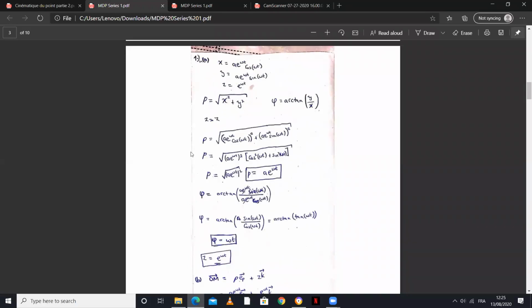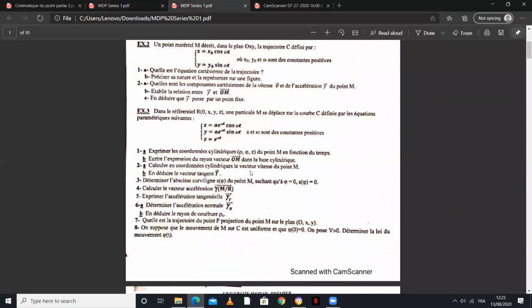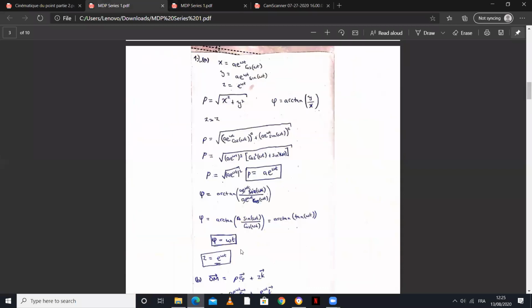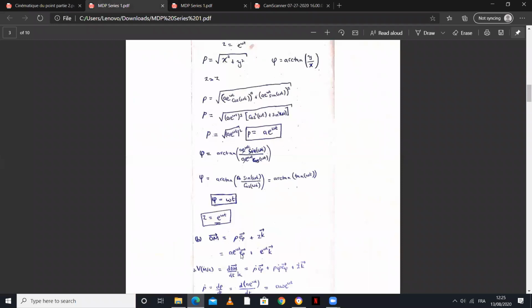Then the next question, that's 2A, calculer en coordonnées cylindriques le vecteur vitesse du point M. Okay? For this question, there's a lot of ways you can attack it. If you want, you can just get this OM here and differentiate it.